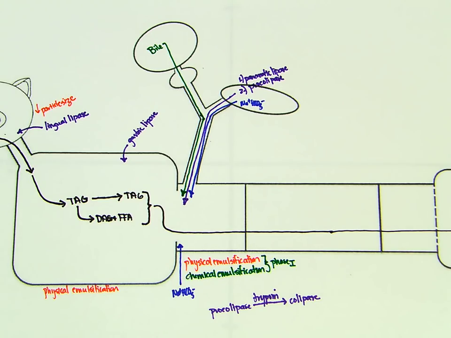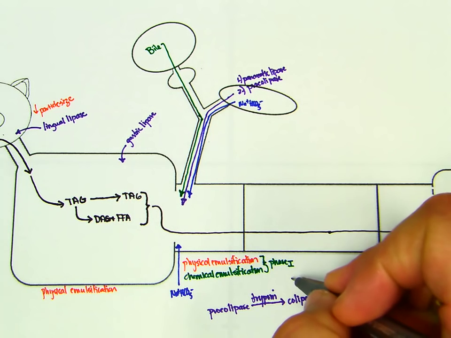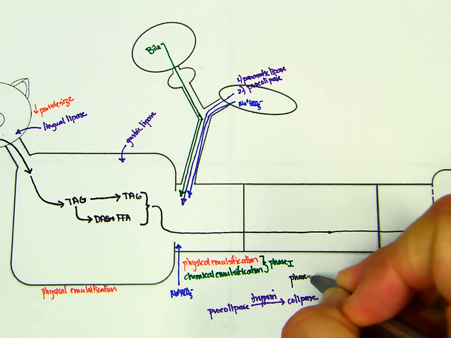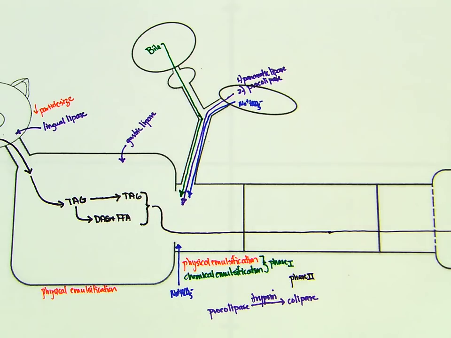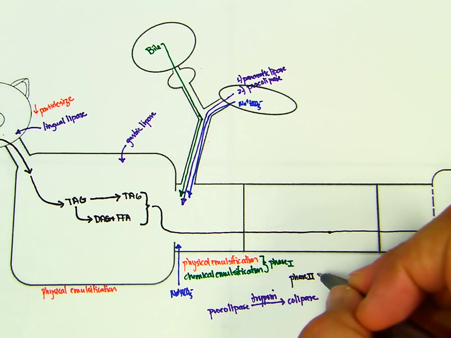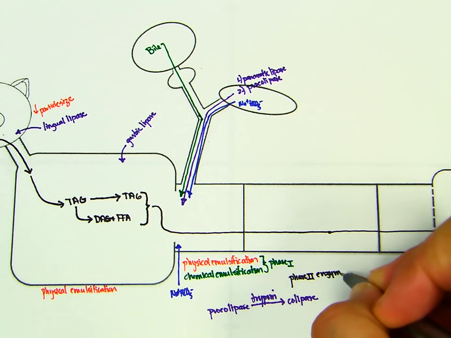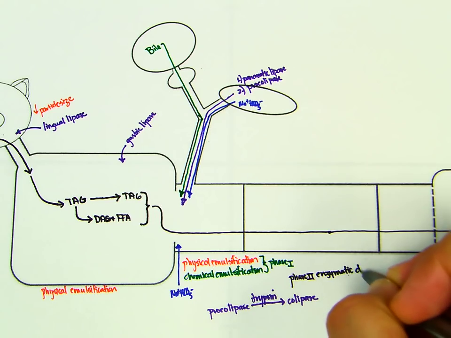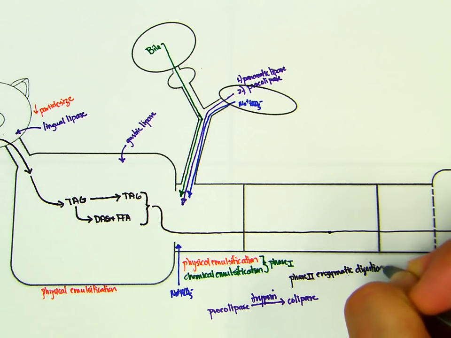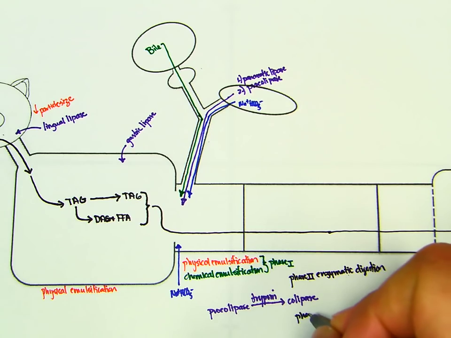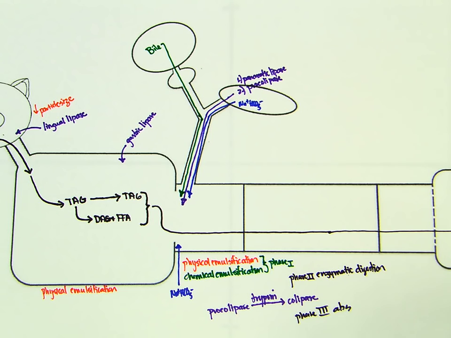Okay. And then we have phase 2. And phase 2 is enzymatic digestion. And if you want to describe it as phase 3, you can. We're going to have absorption.